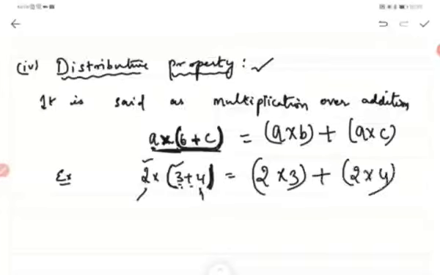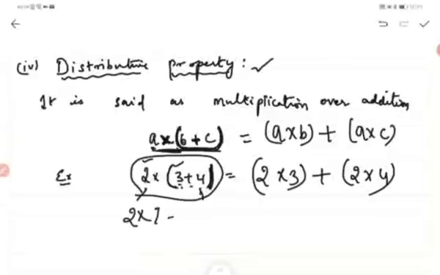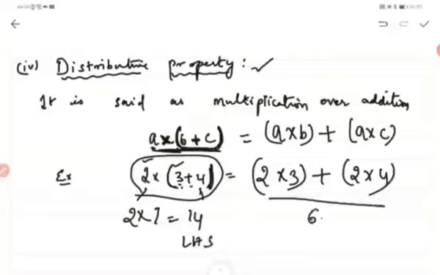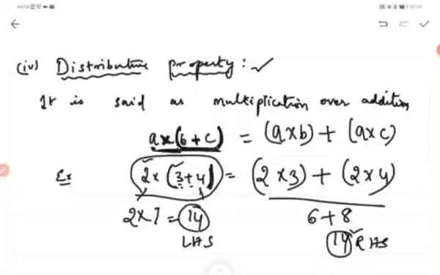Let me first calculate on this side. You have 2 multiplied by (3 plus 4). How much is 3 plus 4? 7. So I'm getting 14 on the left hand side. Let me check the right hand side now. This is 2 threes are 6, plus 2 fours are 8. How much? 8 plus 6 is 14. So on the RHS also it is 14, and on the left hand side also it is 14.